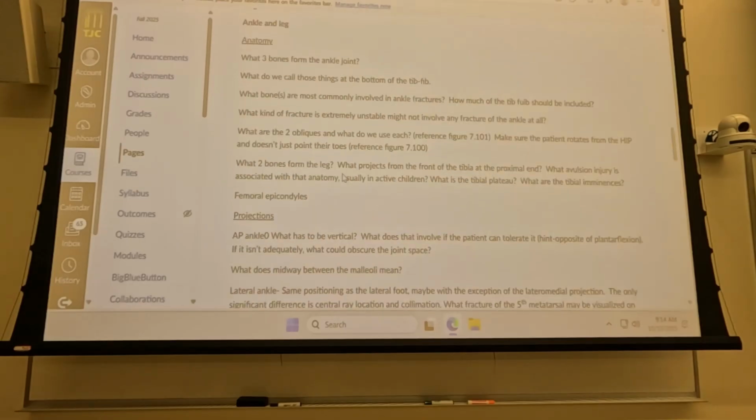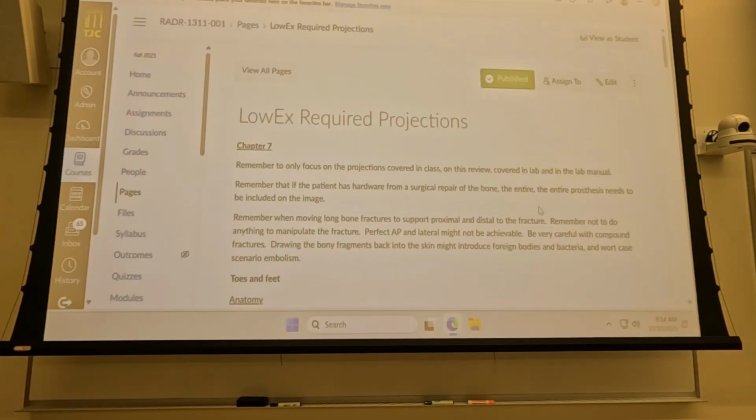So anyway, you've got all that, you've got projections, and understand that this is not the only thing that's going to be on the test. It starts off with... well, the original one did. It started off with make sure you know central ray location, structure shown, the basic things.